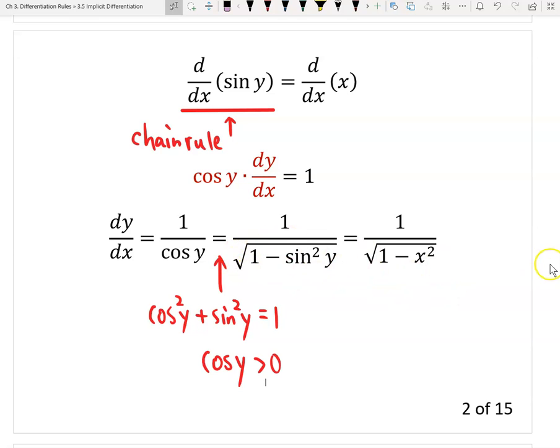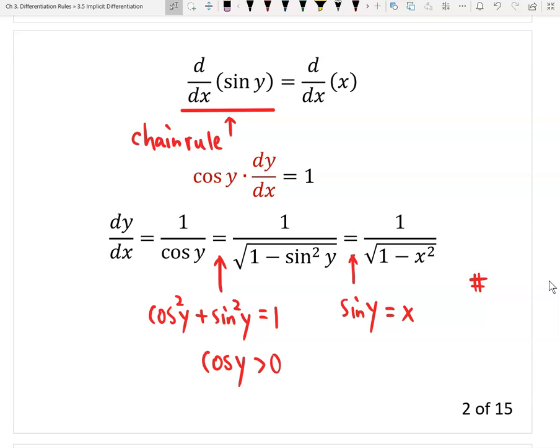Okay, it's good. The last step is easy because we have sine y is x, right? Directly put it here. Because sine y is x, we plug in x for sine y. Therefore, we get the final 1 over square root of 1 minus x squared. Here is the final. That's the proof for the inverse sine.